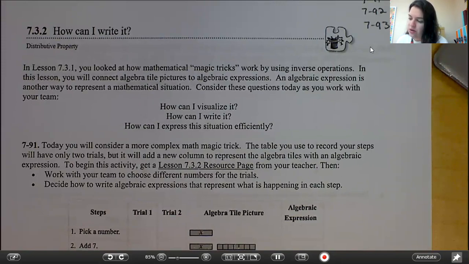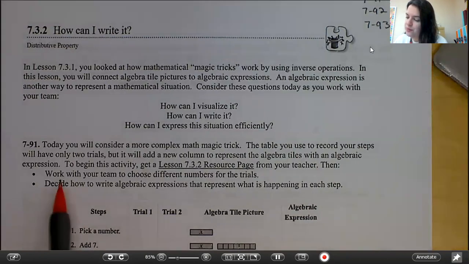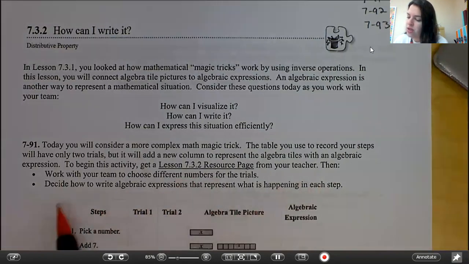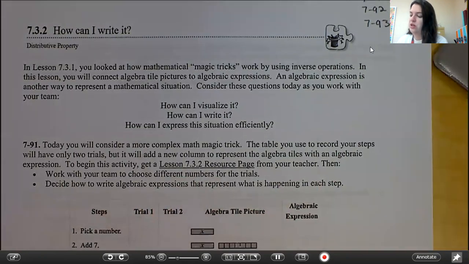791. Today you will consider a more complex math magic trick. The table you use to record your steps will have only 2 trials, but it will add a new column to represent the algebra tiles with an algebraic expression. To begin this activity, get a 732 resource page from your teacher. Then, work with your team to choose 2 different numbers for the trials. Decide how to write algebraic expressions that represent what is happening in each step.